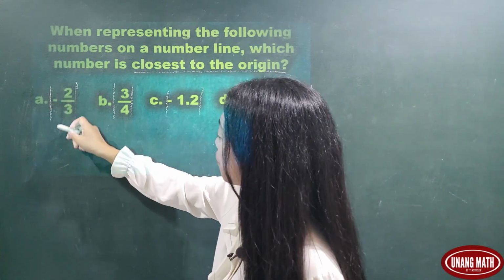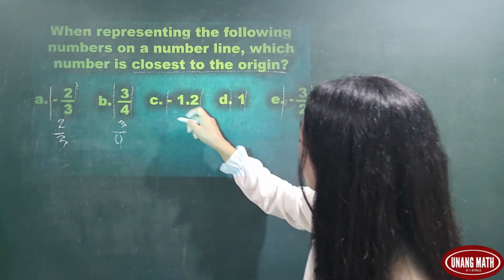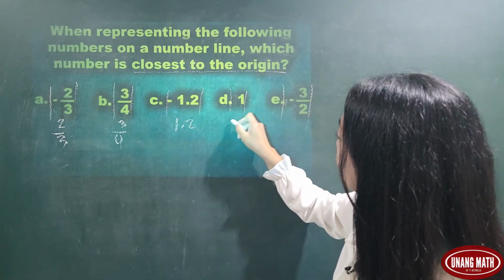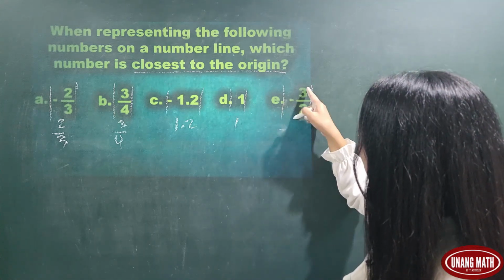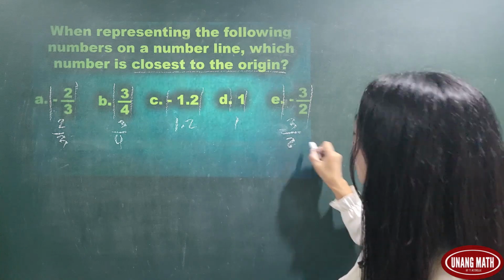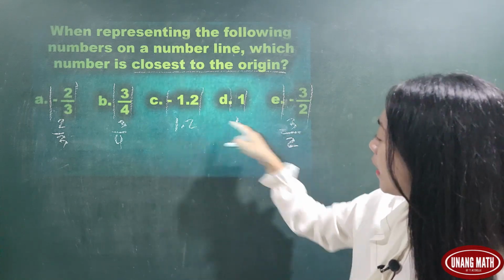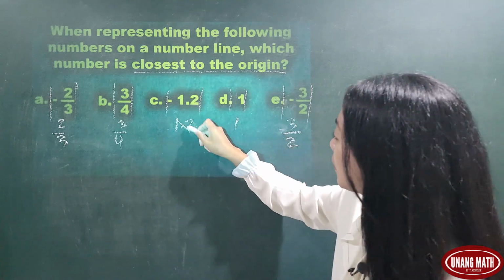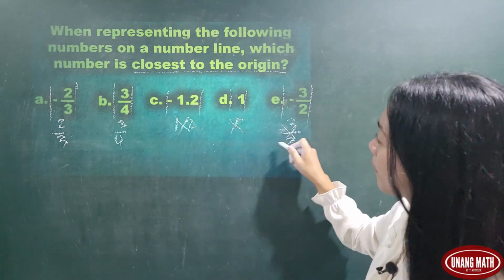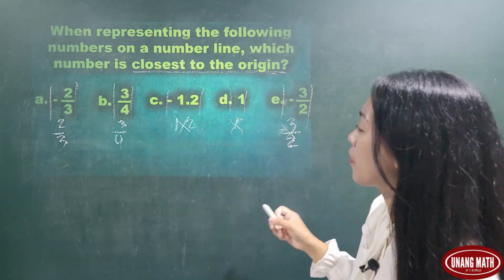Absolute value of negative 2 over 3 is 2 over 3. This is 3 over 4. 1.2, 1, and absolute value of negative 3 over 2 is 3 over 2. 1.2, 1, and 3 over 2, these numbers are 1 or more than 1. So let's exclude these three numbers. Remember, we're looking for the number closest to the origin.